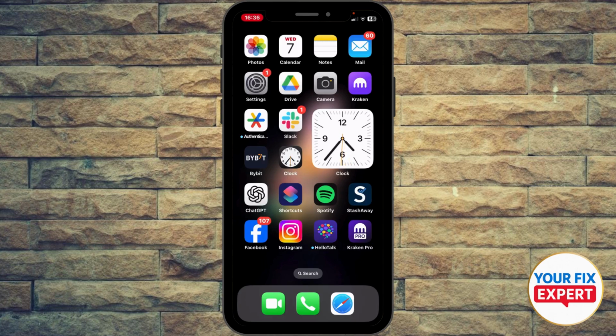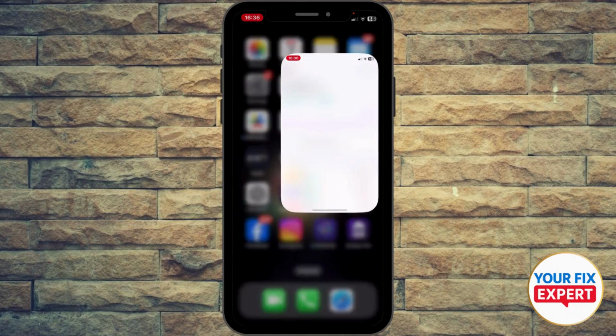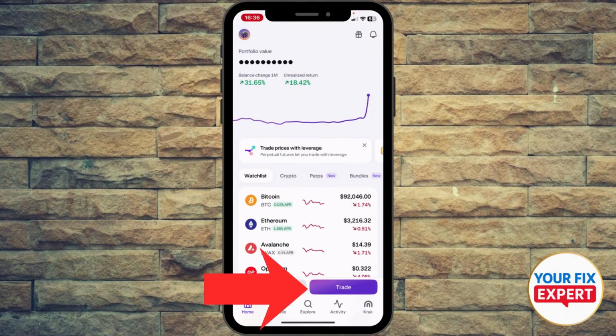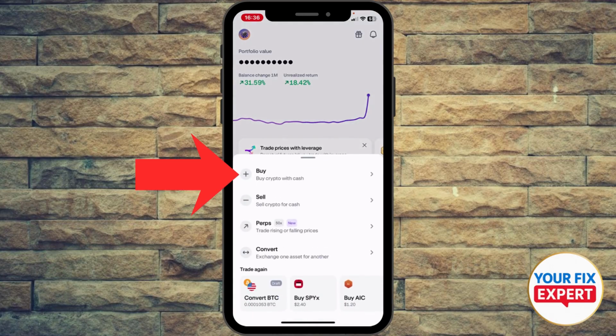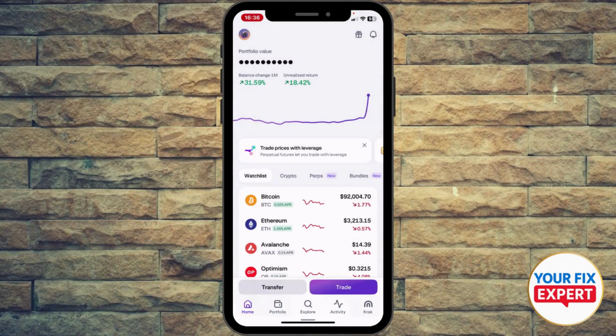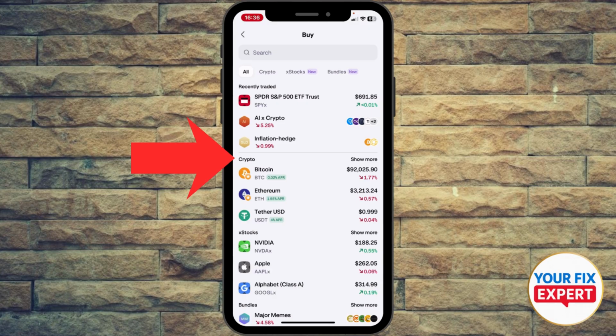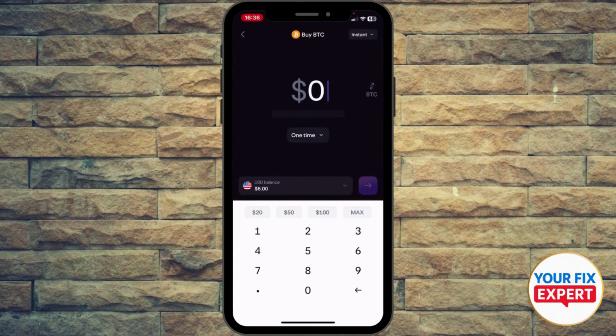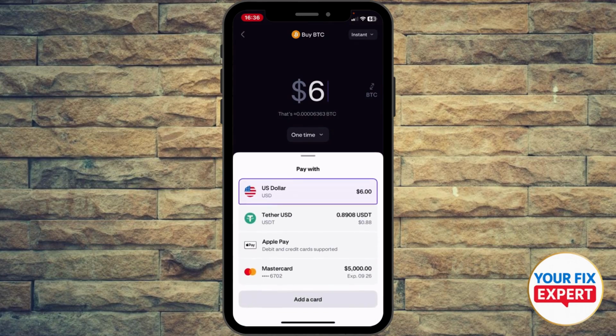To open a buy or sell order on Kraken, just navigate to the Kraken wallet, right? Hit trade at the bottom right. Hit the first option, buy. Select your crypto, so Bitcoin, enter the amount in the payment method, right? Don't forget about this step.